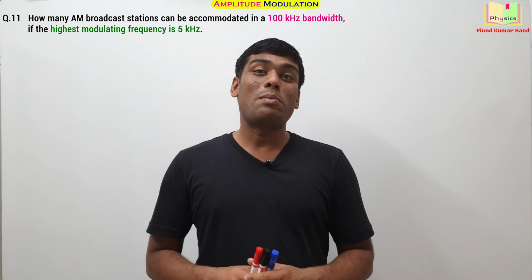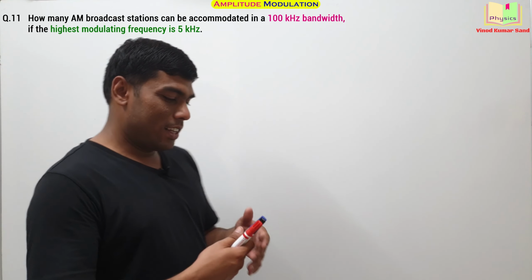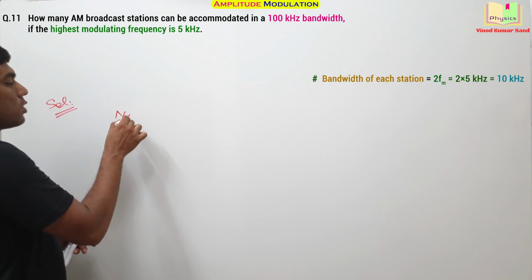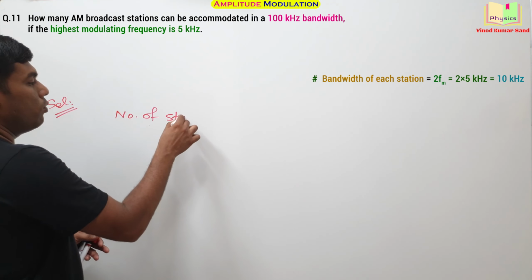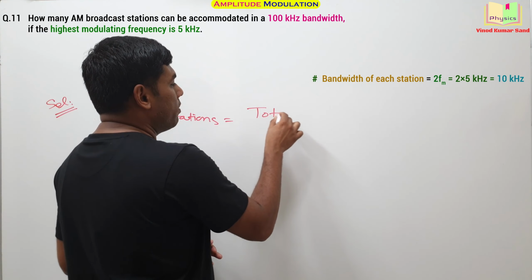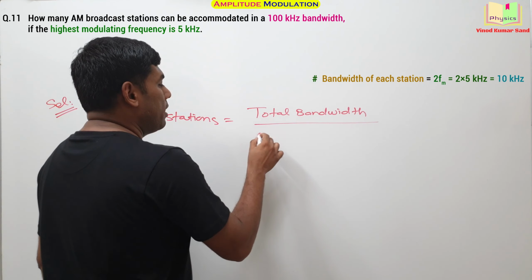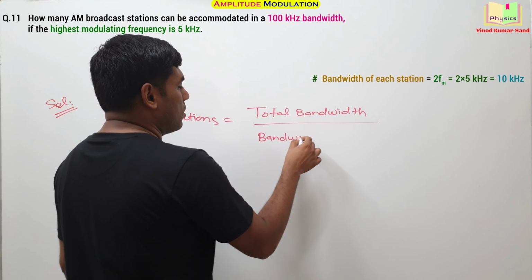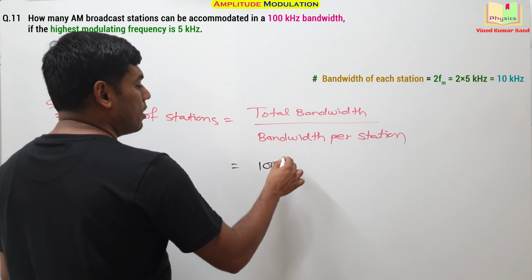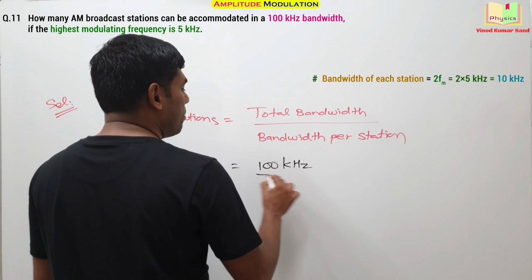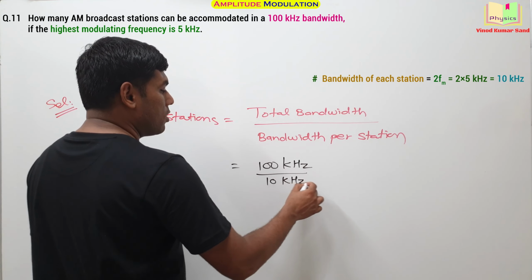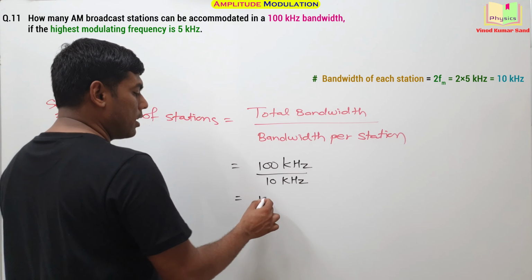Okay, the answer will come out to be 10 stations. How? Let's see it here. The number of stations will be technically equal to the total bandwidth divided by bandwidth per station. Total bandwidth is given as 100 kilohertz and bandwidth per station required is 10 kilohertz. So the answer is 10.